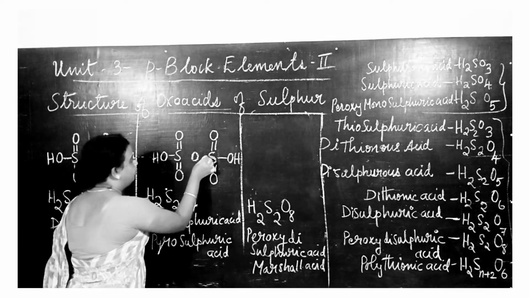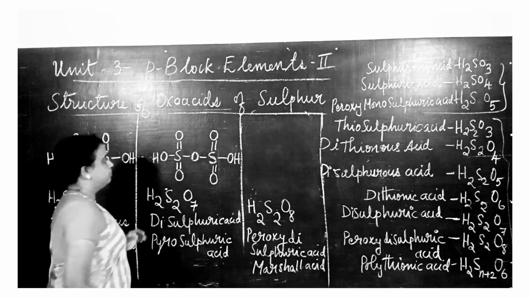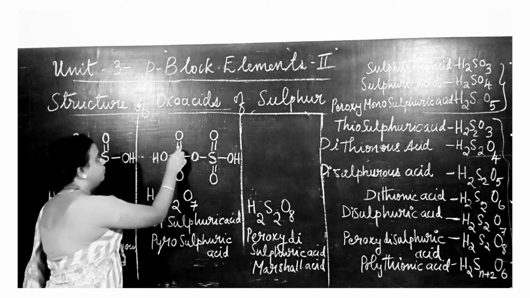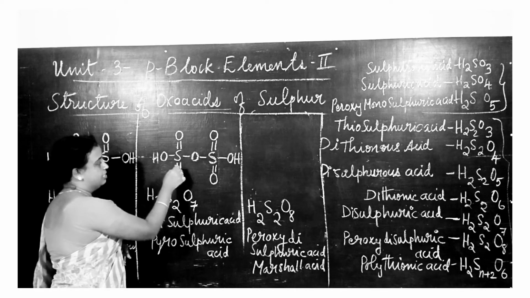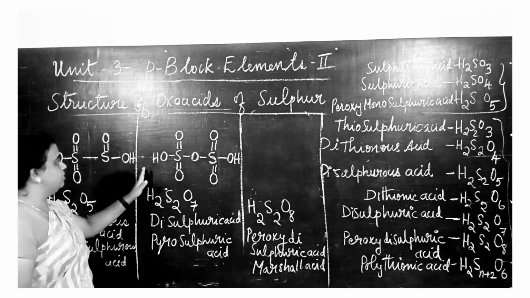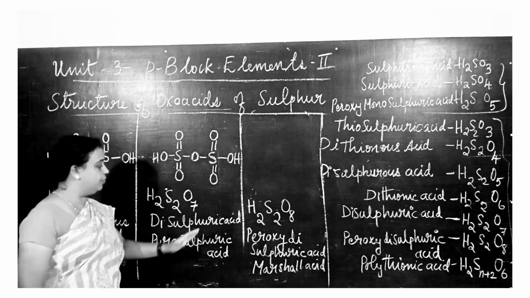So what will I do? I put a bond over here and another here. Okay. Now this oxygen is having 2 bonds. And surrounding sulfur, how many bonds? 1, 2, 3, 4, 5, 6. So 6 bonds are here. Here also surrounding the sulfur, 6 bonds are there. Okay. So this is the structure for disulfuric acid.